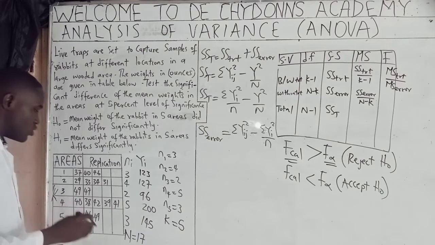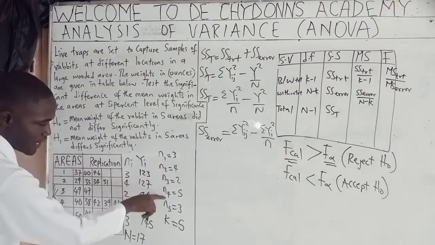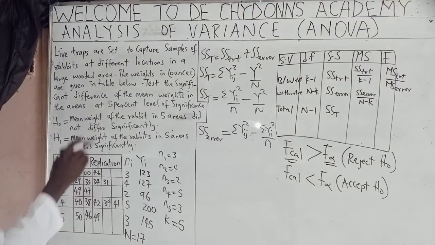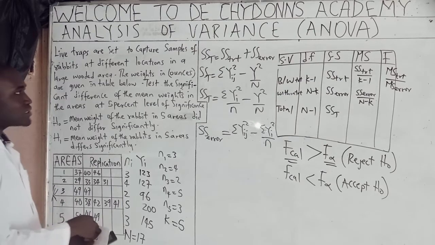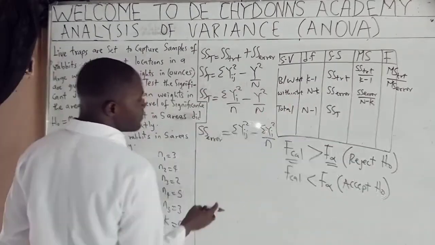Now, what do we do? Remember that capital N means the total values of this n we have. Total values of it is 17. Now, how do we proceed? We say, okay, let me get my SS total because I need it in my table.